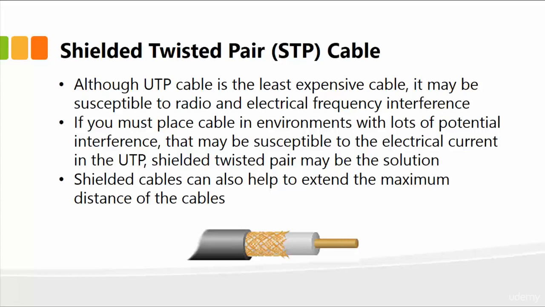This is essentially known as attenuation. I'll talk about that later too, but for now, since it came up, you need to know that the UTP cable, which is unshielded, although it's inexpensive, may be susceptible to attenuation. If you must place a cable in environments with lots of potential interference, the better bet is to buy a shielded twisted pair. And these cables can also help to extend the maximum distance of the cable. So that's the basic main difference between UTP and STP cables.